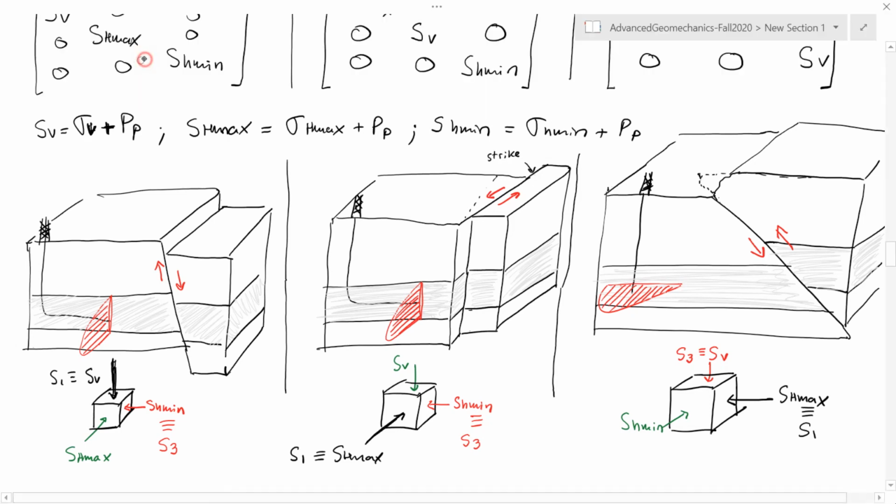From now on, just to make it shorter, remember this is normal faulting, and we're just going to go with this by NF, strike slip, SS, and last reverse faulting, RF.